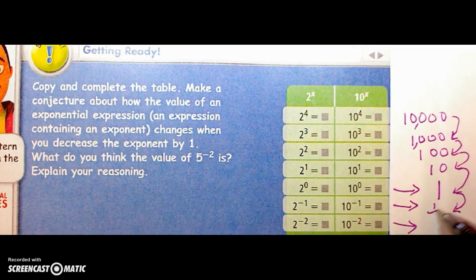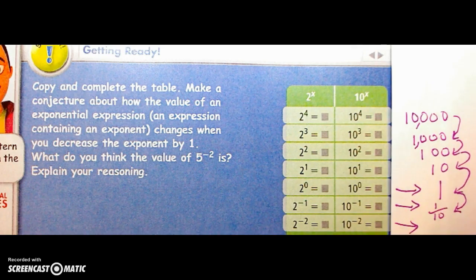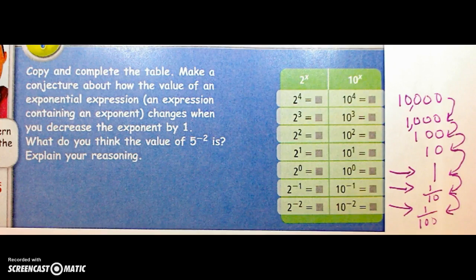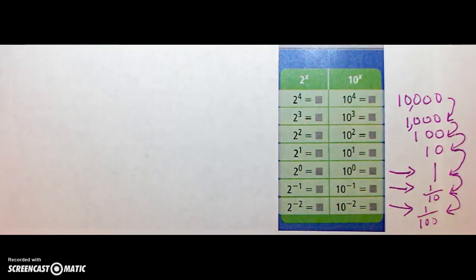So I'm going to divide by 10. But to change to the very last one, I'm dividing by 2 tens. So I have 1 over a hundred. Okay, it was easier to do the tens before the 2's because you could see that we kept dividing by 10 as we went backwards.